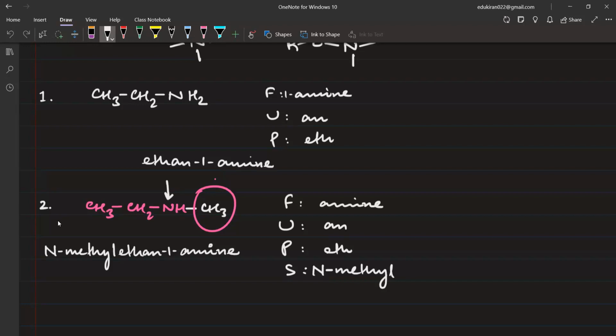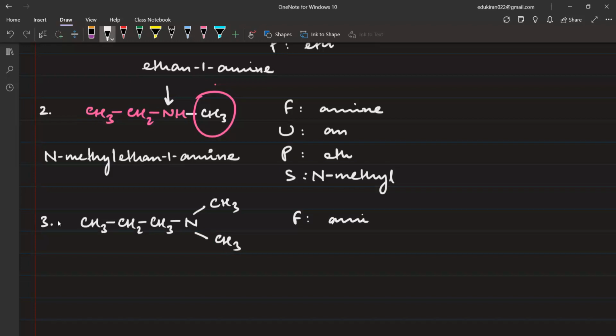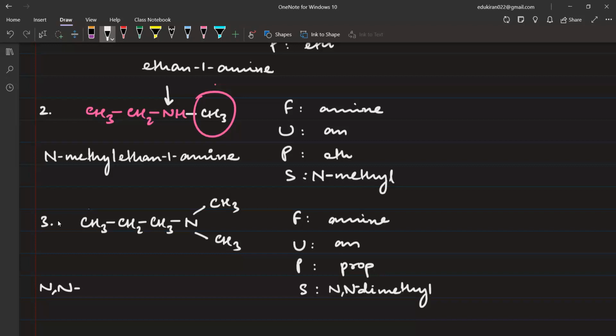Yes, sir. Okay. Let us suppose you have something like this. Nitrogen, and here you have two CH3s attached. So here everything is same. Functional group is amine. Unsaturation is AN. And then the parent carbon chain, here we have 3 carbon atoms, so it will be prop. Substituent is what? Here you have 2 methyl groups, it will be dimethyl. Now, where is the first methyl group? It is in the N. Second one is also in N. So it will become what? N comma N dimethyl.